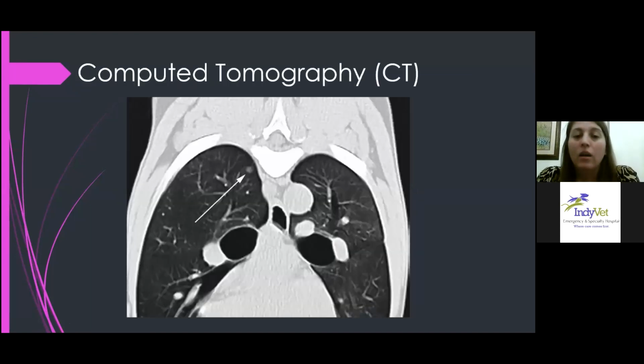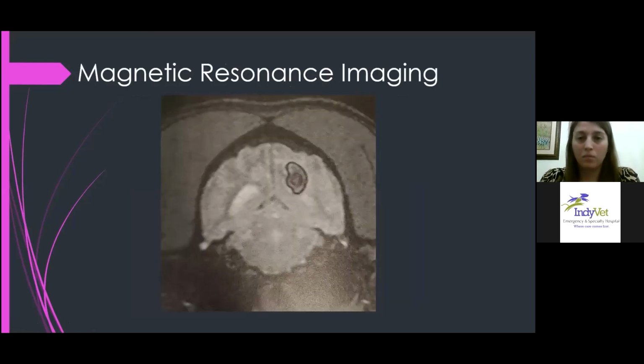CT scan. This arrow shows a very small lesion that was not initially picked up on chest x-rays. So it is much more sensitive for detecting metastatic lesions. And then we can also use MRI. This is a picture of a brain and a metastasis of suspected hemangiosarcoma to the brain.